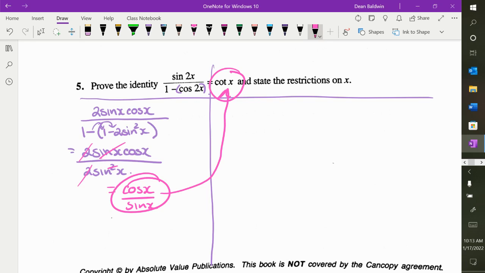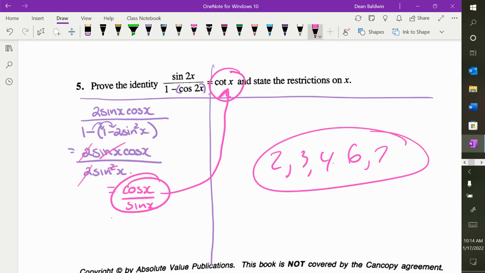Please get rid of all the double angles using the identities and watch the brackets when you're subtracting, okay? 2, 3, 4, and 6, please. And 7, whatever. 2, 3, 4, 6, 7.